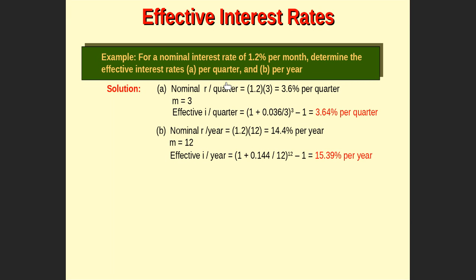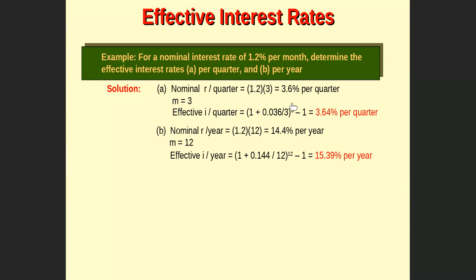Now we still do not have the effective rate. This is the nominal per quarter, to distinguish between this percentage and the percentage in the final state. The first step is finding the nominal per quarter. It was nominal per month, now it is nominal per quarter. You need to do another step to find the effective per quarter.